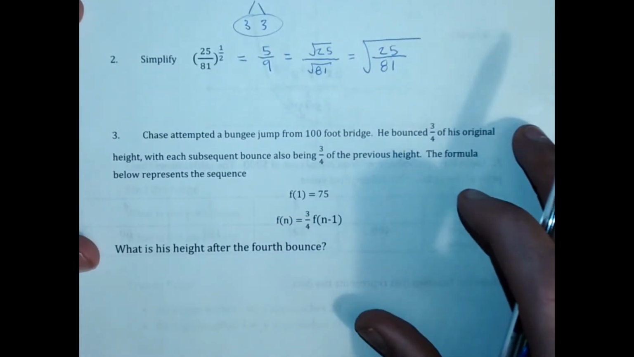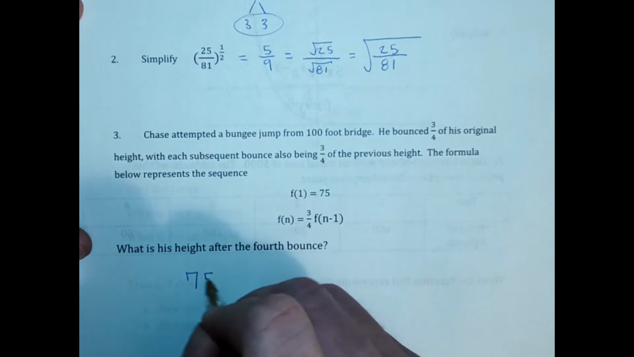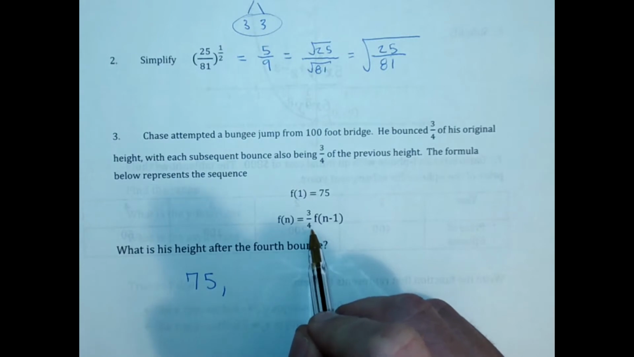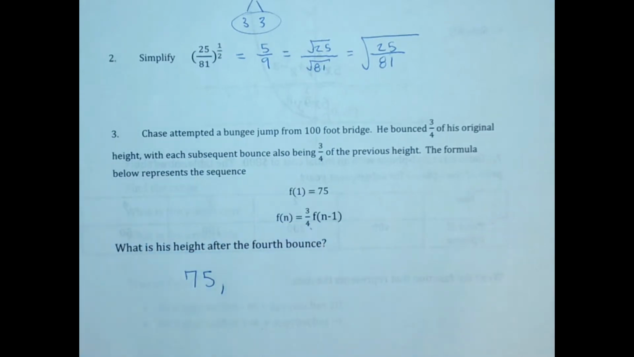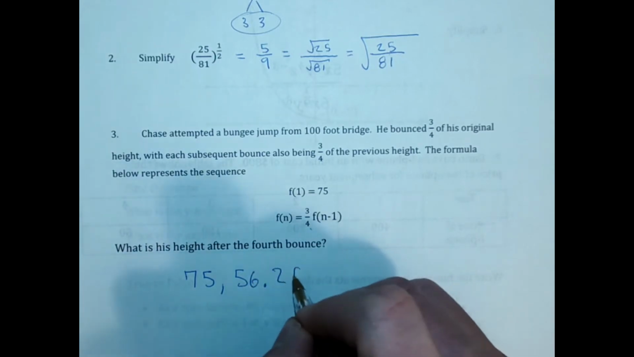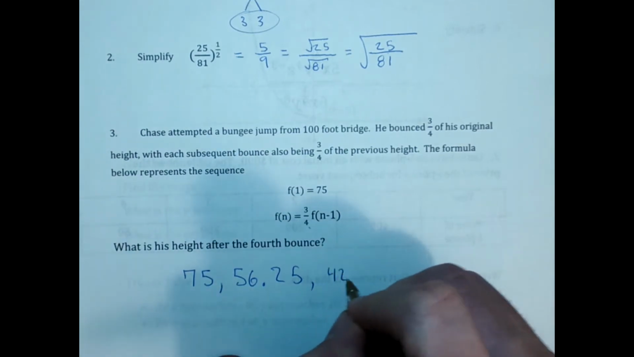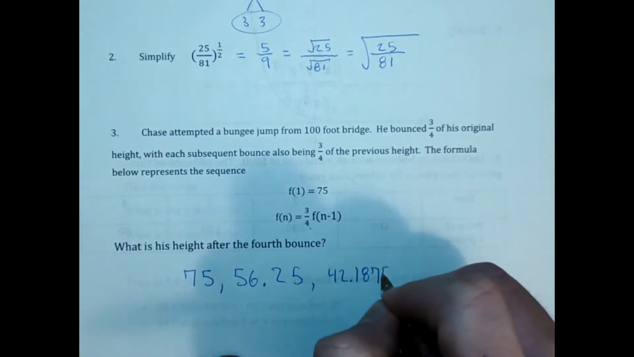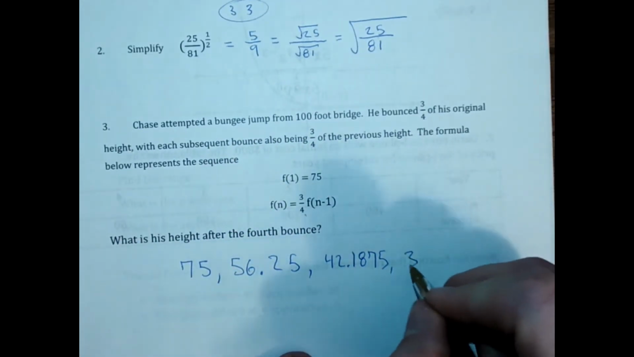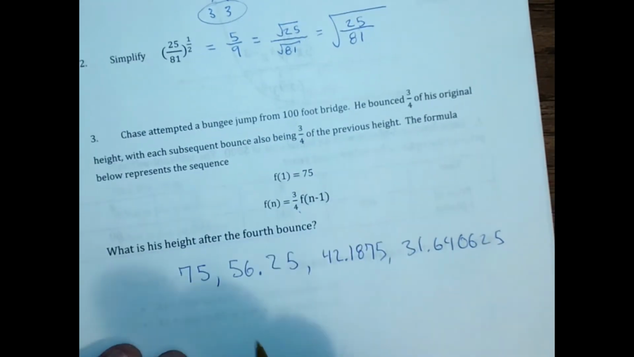Here, after the warm-up and the quiz today, this should be pretty easy. The first term is 75, and then we're just going to multiply by 3/4 repeatedly until we get to the fourth term. So 75 times 0.75. The second term is 56.25 times 0.75 or 3/4, 42.1875, and then multiply by 3/4 again, and you get 31.640625.